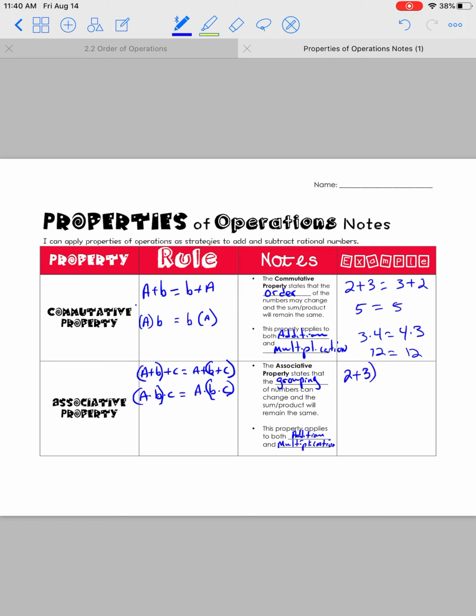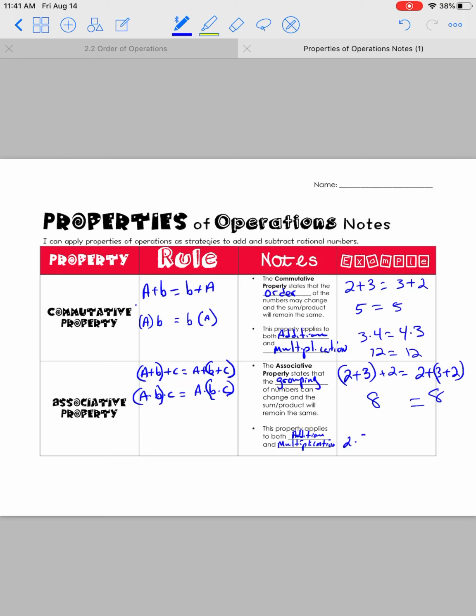2 plus 3 plus 2 is equal to, doesn't matter which one I do first, right? Oops, I put the parentheses in the wrong spot. Let me go back. 2 plus 3 plus 2. So either way you get 8. Both of these will equal 8.